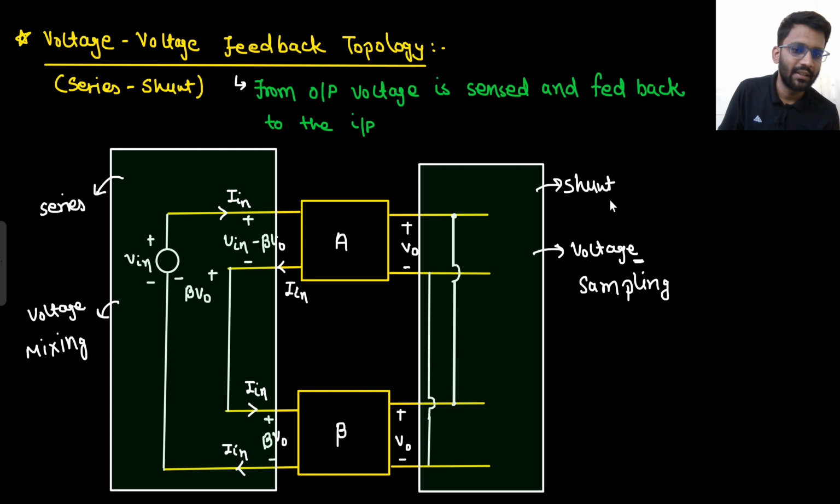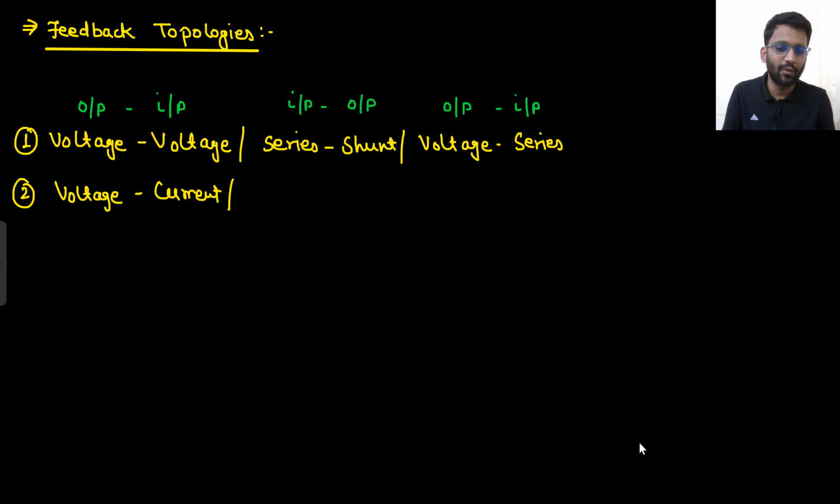What about the other one? Series shunt, input output, and the other one is output to input. This name is more famous actually, but in the examination any name can come. This name can also come. But voltage current, current voltage, and current current, this name is more famous. That from output voltage is sampled and fed back to the input as a voltage only. But any name can come, so you have to remember. And the last name is output to input.